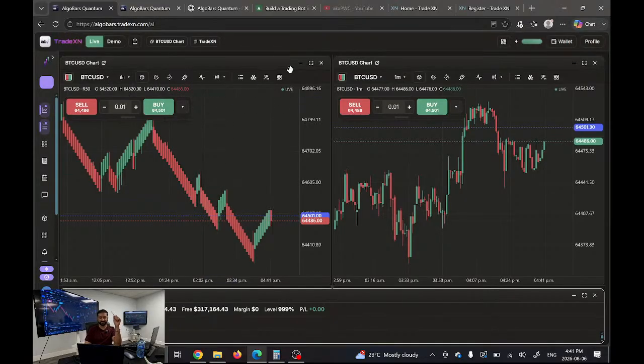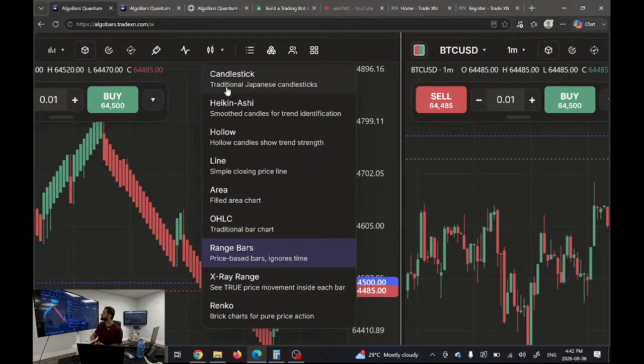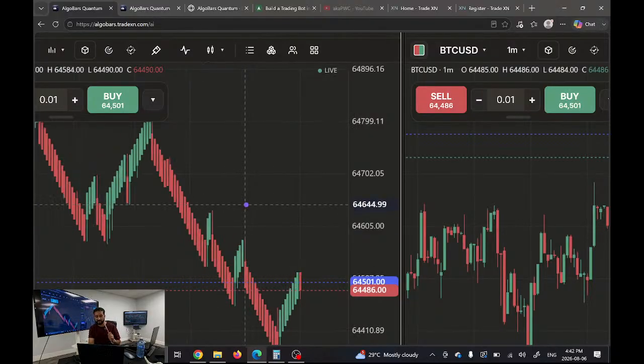What does range mean? Actually, this brings us to a very important topic, okay? This is the AlgoBars custom charting type, which is called the range bars. If we go right here to the different candle types, there's your regular candlestick, which is these ones. Everybody's seen these, right? And everyone is doing analysis on this. Doesn't work. Now, you got Heikin-Ashi, hollow, line, area, open, hollow, close, and range bars. Range bars is the chart type that we're on.